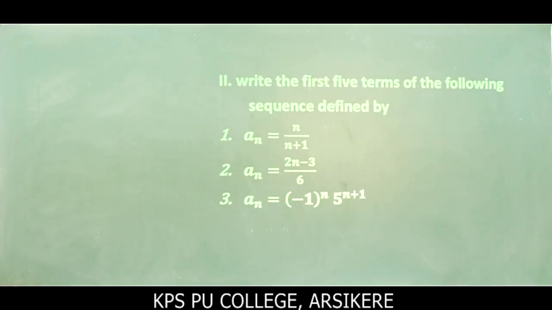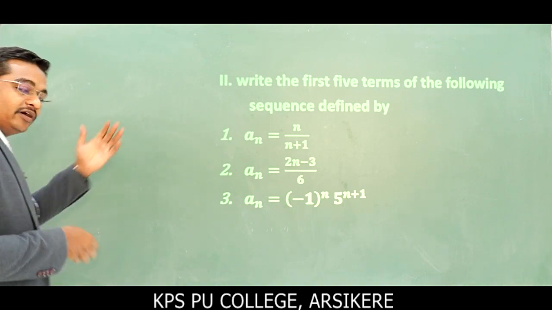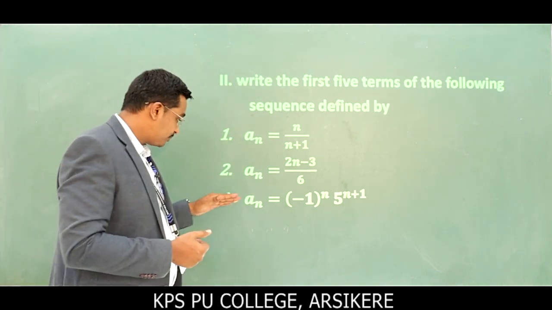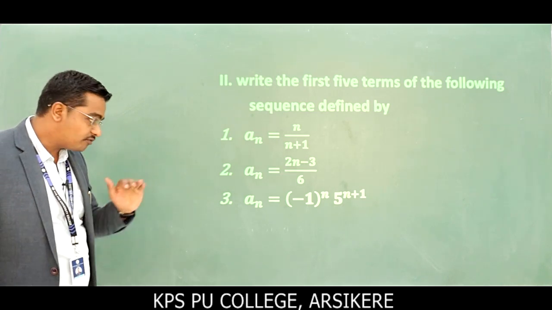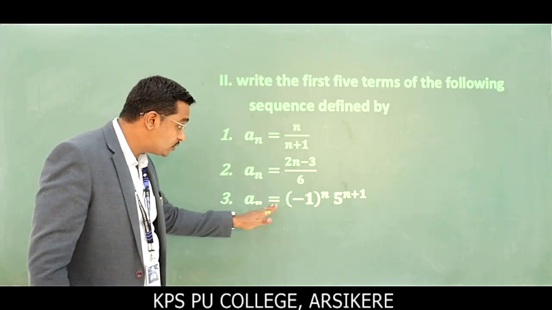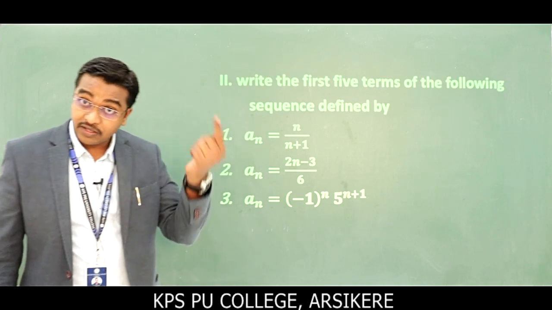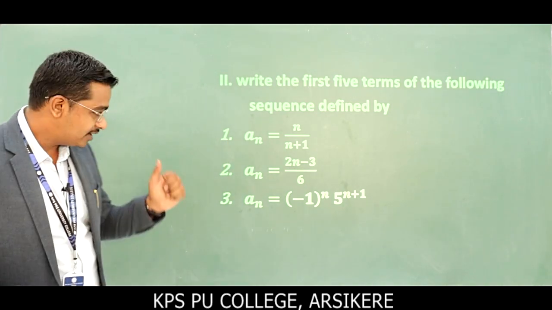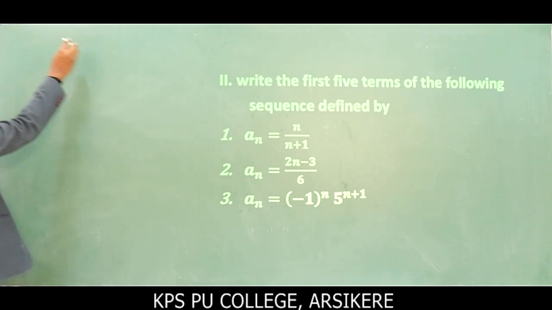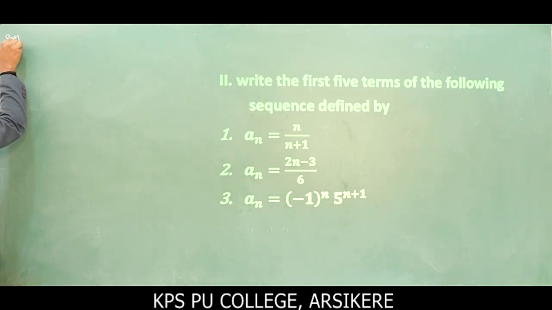Now dear students, we are moving to the third problem in the same second main question, and the problem is here. Here we have to find the first 5 terms of the sequence an is equal to minus 1 power n into 5 power n plus 1. Clear? Okay. Write the given sequence. Solution for the third one.